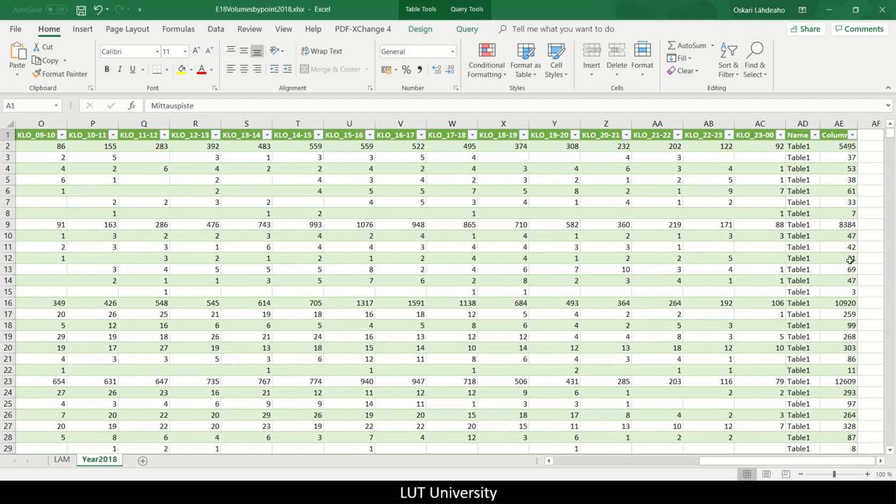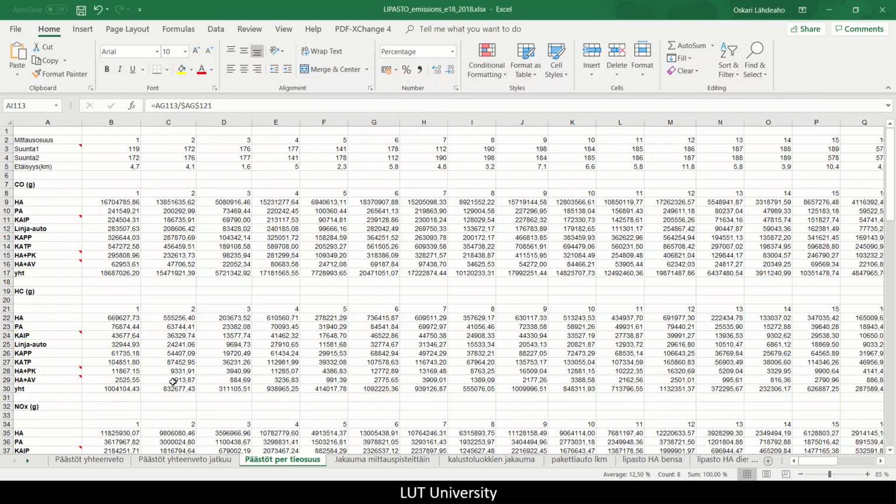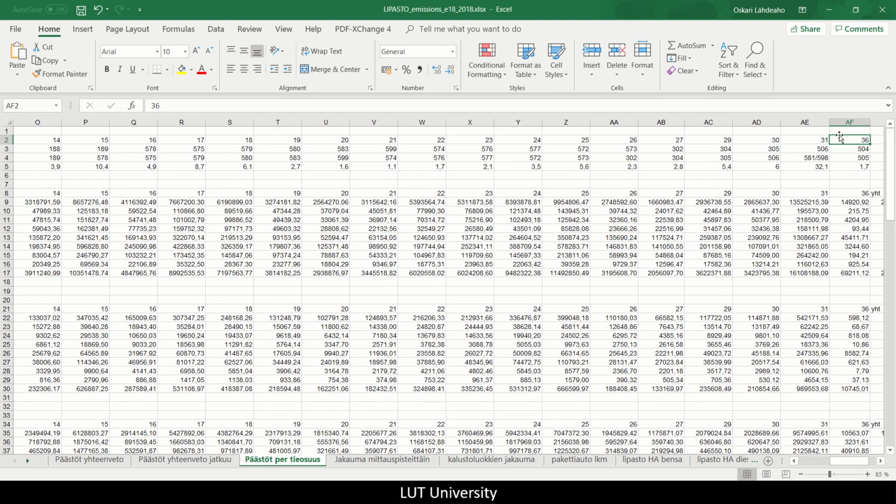And here I have made, for my own convenience, a summary of how many vehicles of each type went past this station. So with this kind of data, we can figure out the annual emission inventory. Here I have just numbered the sections all the way from Helsinki until the end, which is the Russian border.